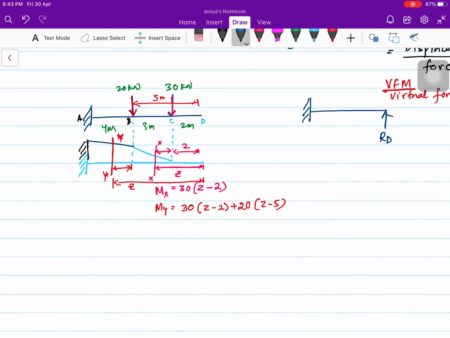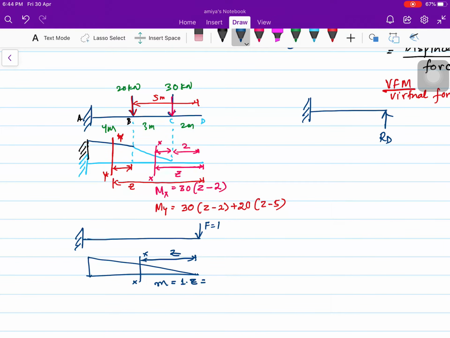Now if you look at the virtual force method, what we do is apply a unit displacement. Because we are going to find out the reaction RD, I am going to apply the unit virtual force. So the unit force here, let me take as F equals 1. Due to this unit force, my bending moment diagram will be like this. At any section, it will be 1 unit force multiplied by Z, which is equal to Z.